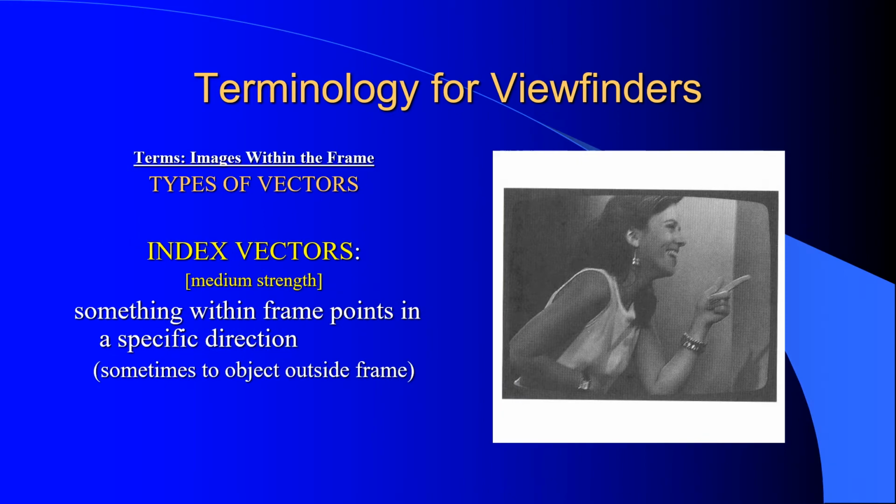Second is what are known as index vectors. These have a medium strength in the attention they get from our eyes. As you look at the woman in the picture here, we don't know what she's pointing at, but we know that she's pointing at something. And so this is going to take our attention. We assume as viewers that the next thing we are going to see is whatever she's pointing at. If we don't, we tend to think, okay, there's something wrong here. Why aren't we seeing what she's pointing to? Because she is drawing our attention to that object.